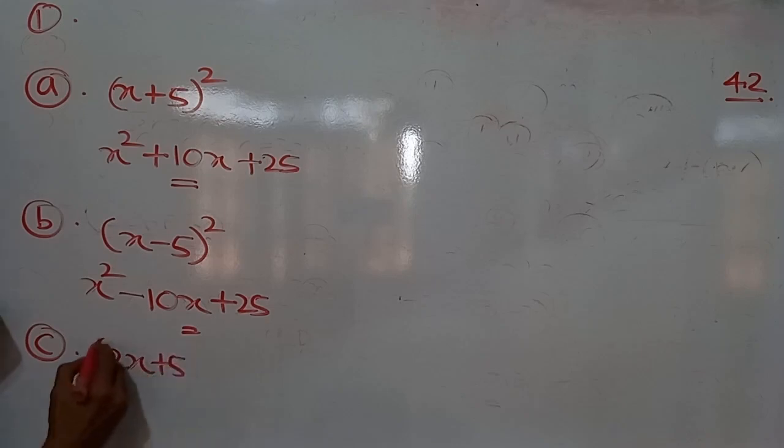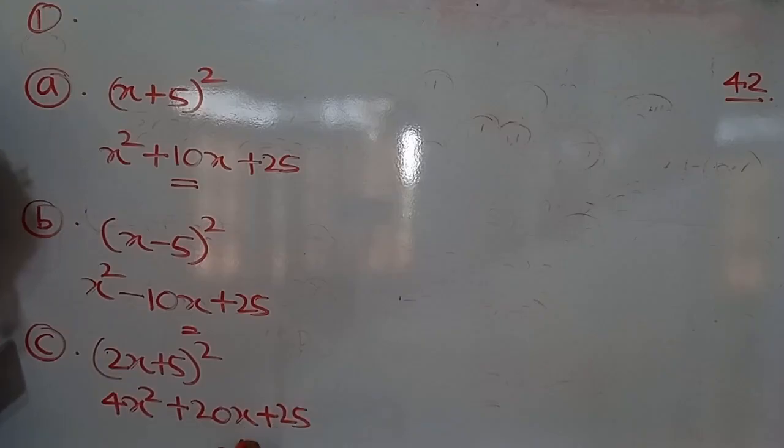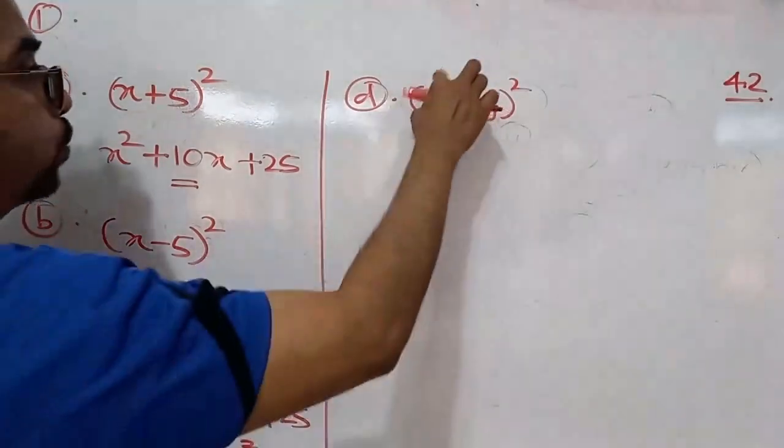Then part C, we have 2x plus 5, the whole thing squared. Right? So the first term we have to square. So this becomes 4x squared. Then we have to multiply these two. 5 into 2x, that is 10x. Multiply again that by 2. So this becomes 20x plus 25.